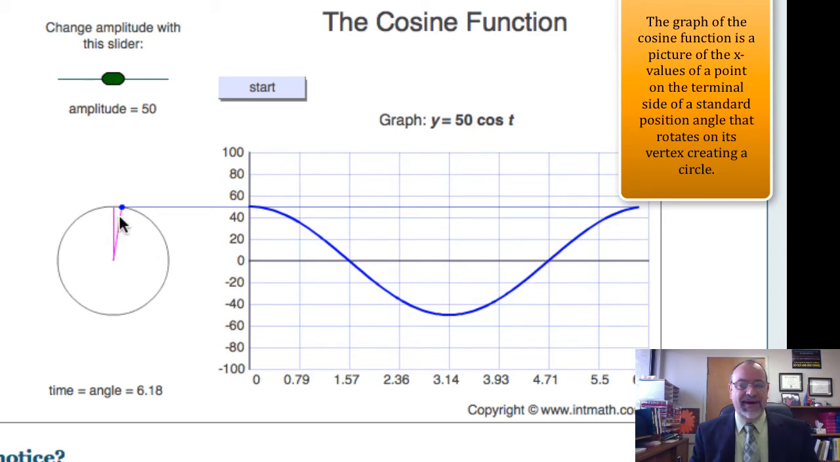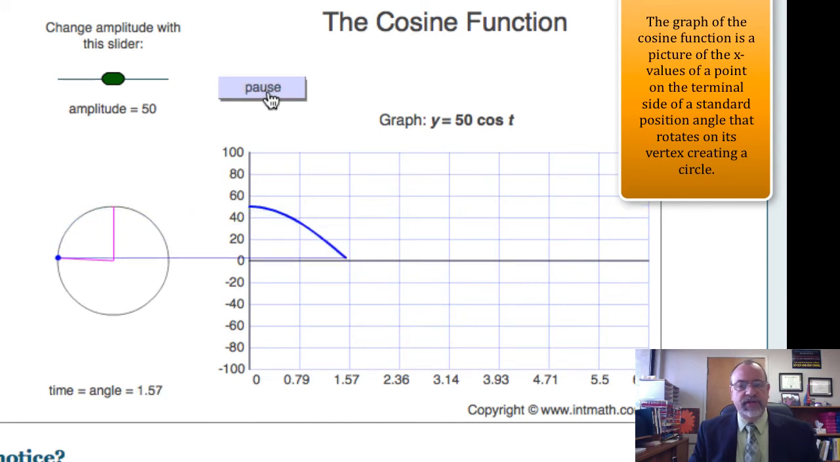Okay, now I don't know why this particular website has the beginning of the cosine function up here. That's the positive x-axis. It should be turned. I don't know why it's like that. It might be just because my Java's maybe not up to date or something. But we'll take a look at this in just a moment.